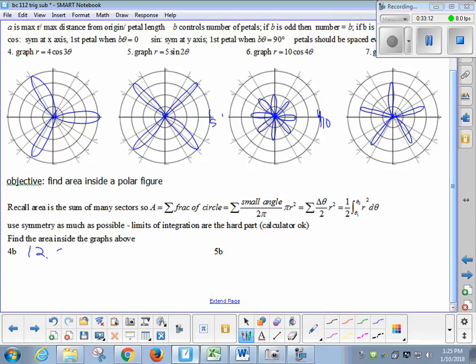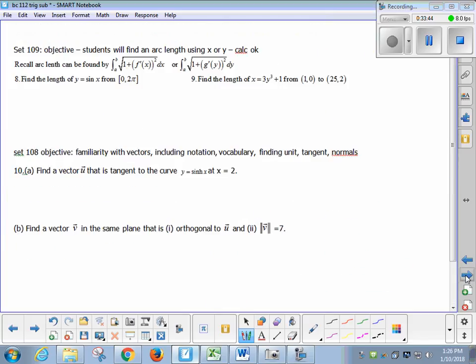4b was 12.566 or 4 pi, I imagine. 5b, I had 39.2699. Are we successful so far? Okay, 6b rather, 157.0796, and 7b was 7.0685. Okay, good, excellent. I like it.